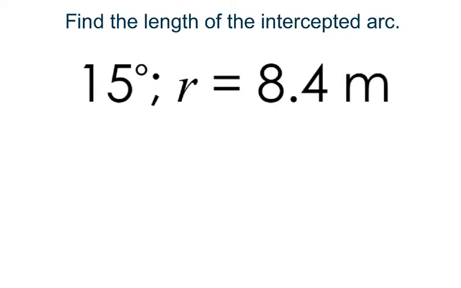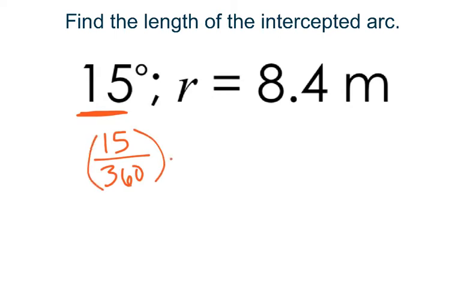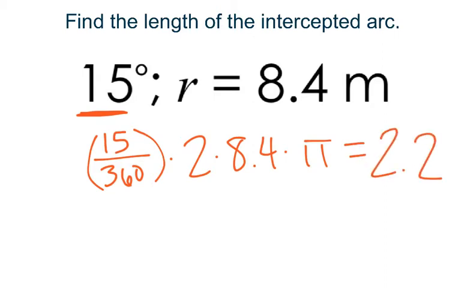Okay, this one's a little different. So hopefully you can spot it. This one is measured in degrees. So what we could do is we could do like 15 over 360, and then times 2 times 8.4 times pi. Or we could take that degree measure and convert it to radians. Either one is correct. So you get approximately 2.2. Or if you left it in terms of pi, that would be 7 pi over 10.